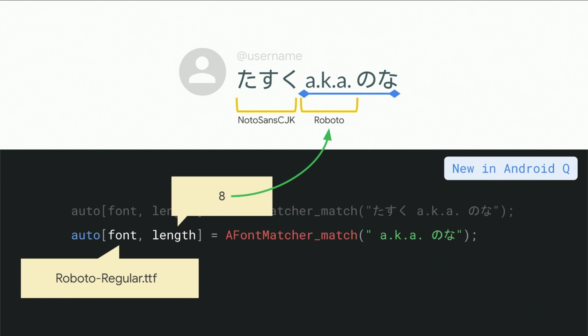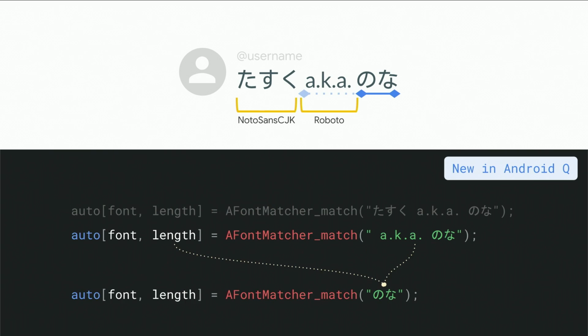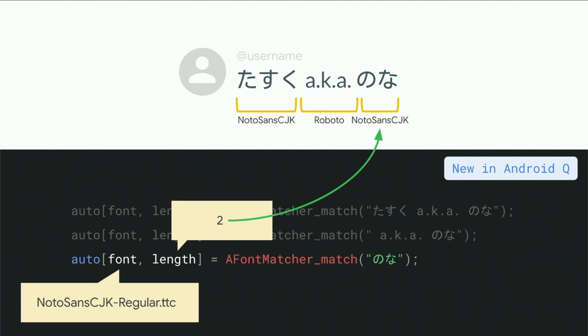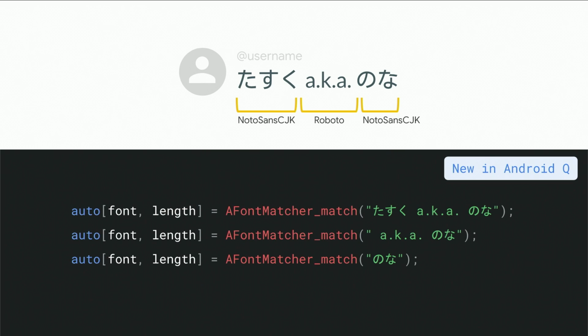Then advance the search range, then call the function again. On the third time, now we reach the end of the string. So we get all fonts for the given characters. As you've seen, by continuing to call this function, you can get font files for all characters.